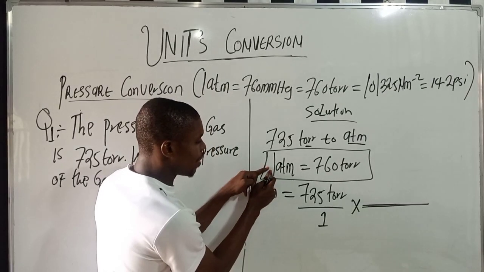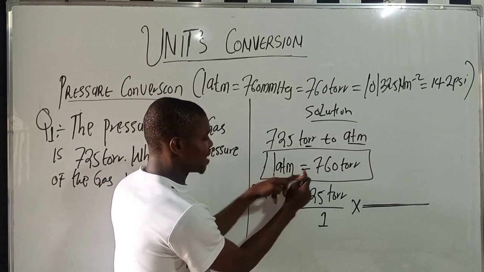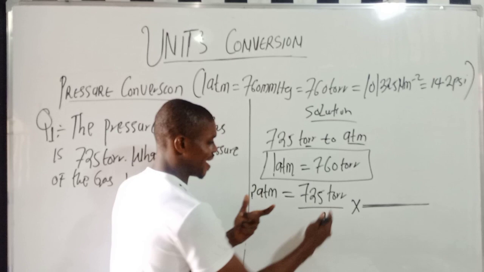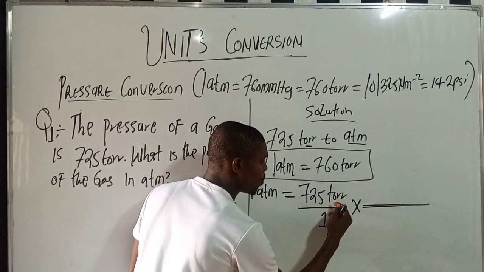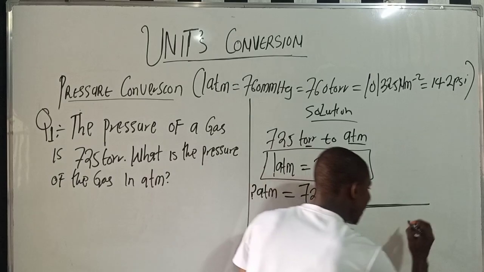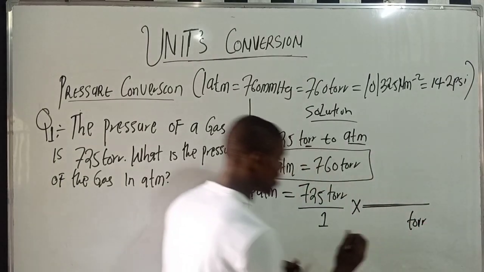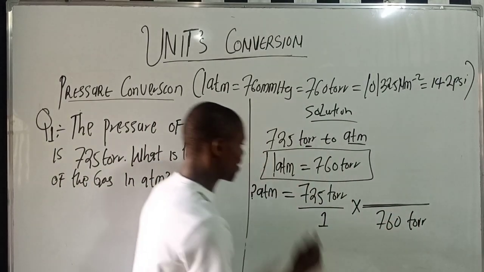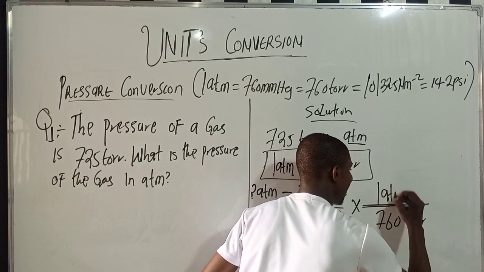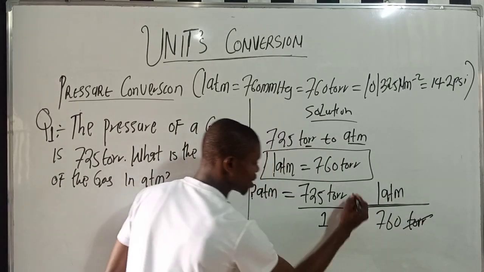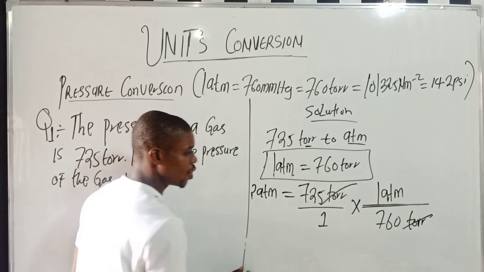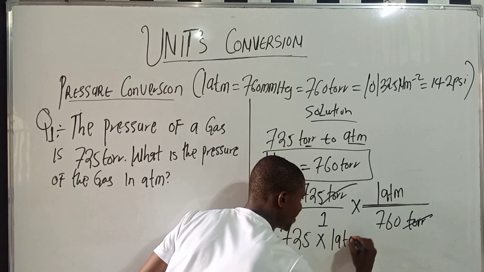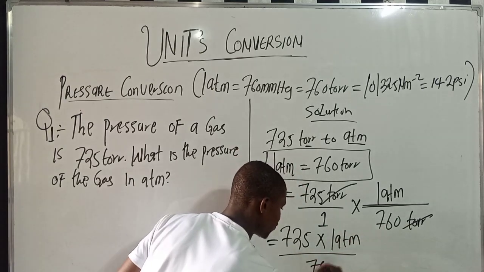Here we are going to use our relationship: 1 atm is equal to 760 torr. For this to cancel, torr is already at the top, so this torr has to go to the bottom. So torr will cancel out torr. You have 760 torr, then this will have to be 1 atm. Hope you're following. So it has to be 725 times 1 atm over 760.